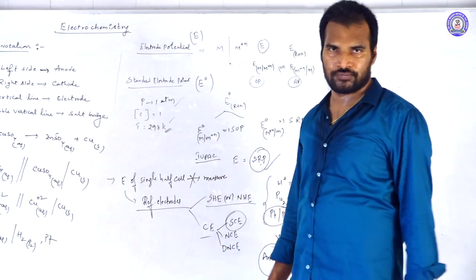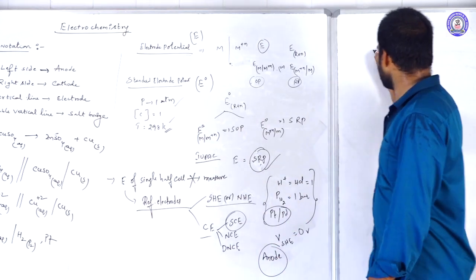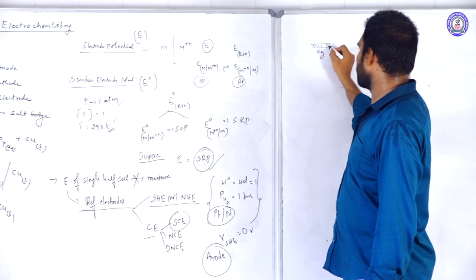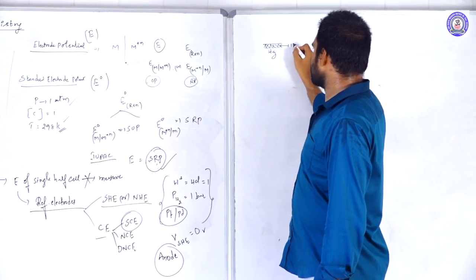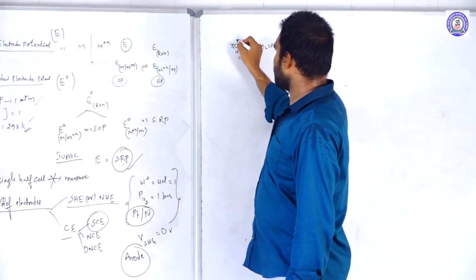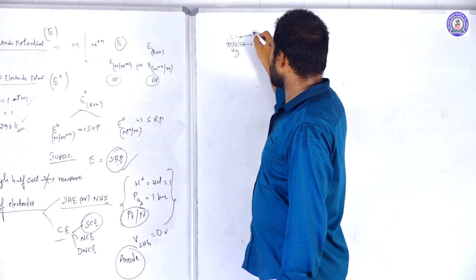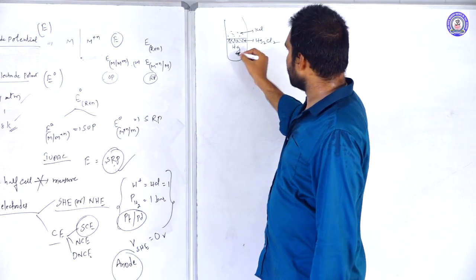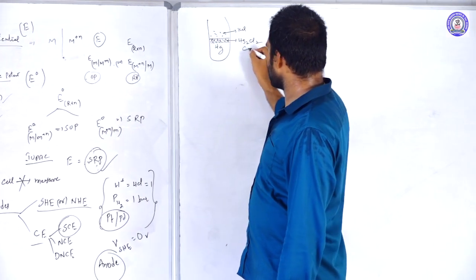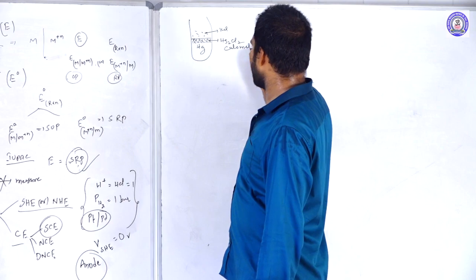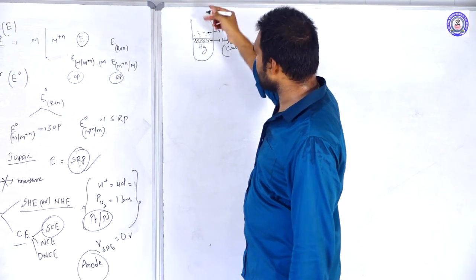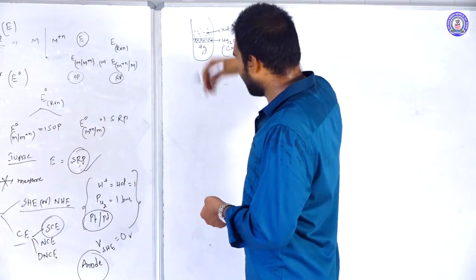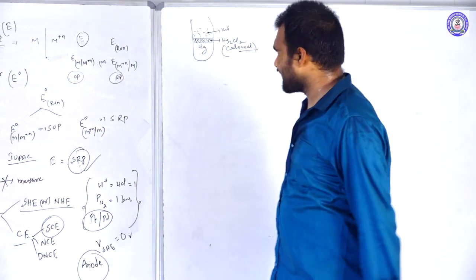Okay, so first of all, mercury is covered with Hg2Cl2, this is what we call calomel, and this is in contact with KCl solution. This is actually under a platinum wire and it will act as a calomel electrode.